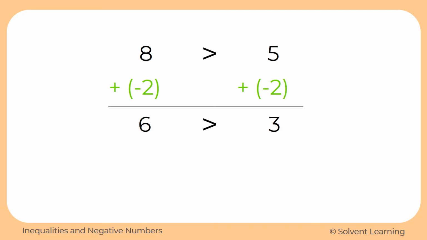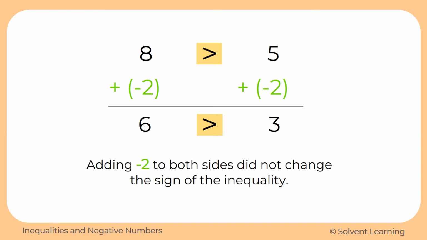Now look at the symbol that we started with and the symbol that we ended up with. Both the greater than symbol. So our inequality symbol stayed the same. So we could say that adding -2 to both sides did not change the sign of the inequality.